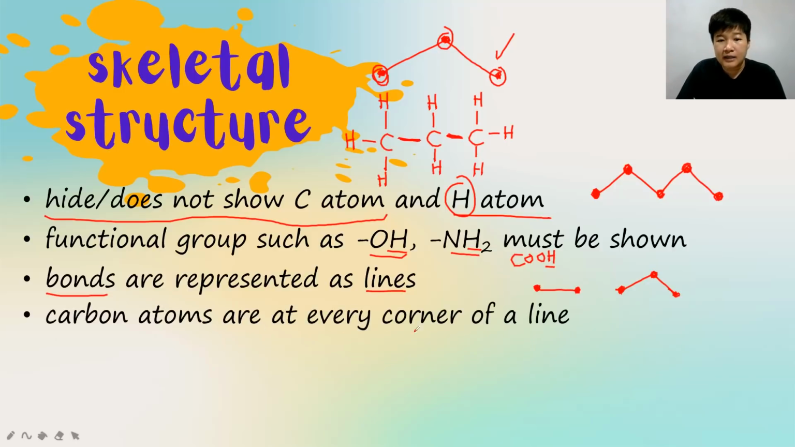Carbon atoms are at every corner of the line. Like I said just now, that is how we calculate the carbon atom. It works exactly like in the ring. You are having a ring like this. So how many carbon is in this ring? It's a 6 carbon ring. It's a cyclohexane because you have 6 corners over here. And every corner, every end of the line represents a carbon. Can you see that? Okay.